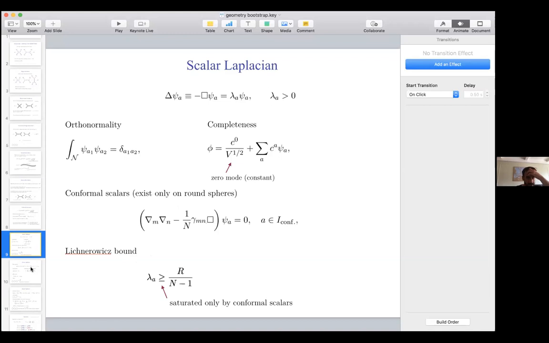Sorry, n is the dimension of the Einstein manifold? Yes, n is the dimension of our internal manifold, which is Einstein.